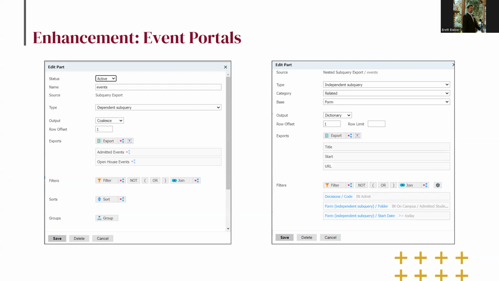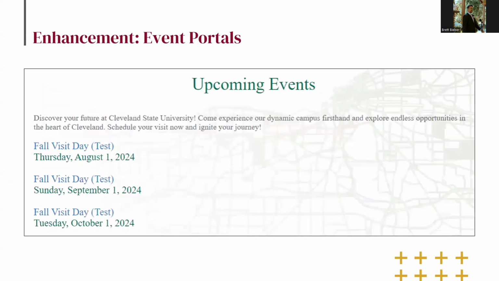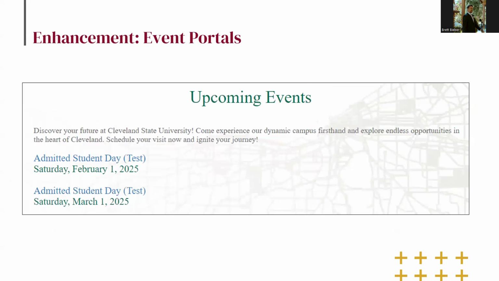However, with the filters, we are now able to filter back on the related information from the student application. So here we're going to select that we only show these events for students with an admit decision. And here we will also filter down on our folders of on-campus and admitted student events with a start date after today. And so for students that have not yet been admitted, they would see this on their portal, where it shows them opportunities for a fall visit day. And for students that have already been admitted, they would see this set of registration options on their portal.